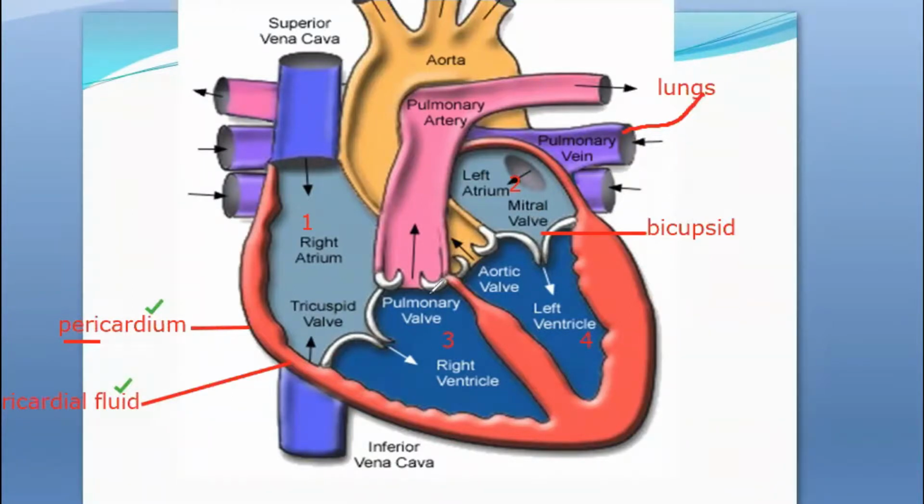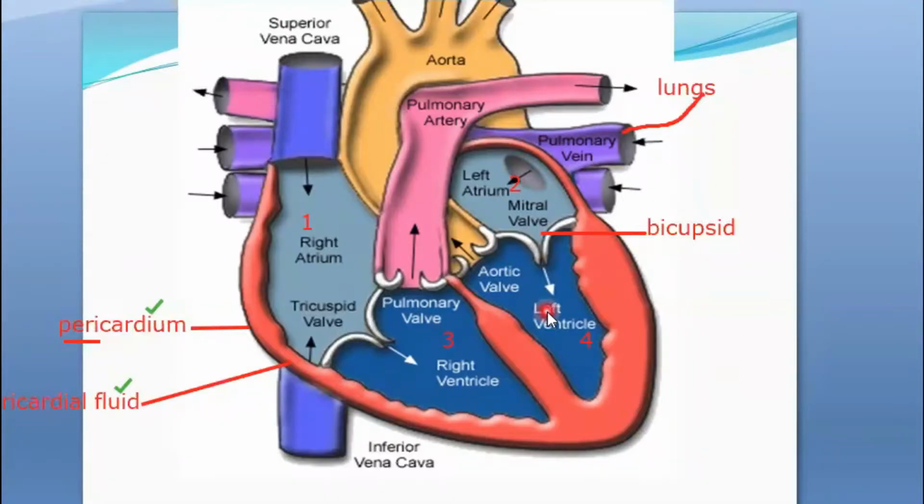Then pulmonary valve is another valve that is present here in the pulmonary artery. Once the blood moves from right ventricle to the pulmonary artery, in order to avoid the backward flow, here pulmonary valve closes. So here in the aorta, there is a valve present named aortic valve. So once the blood moves from the left ventricle to the aorta, the backward flow does not take place.